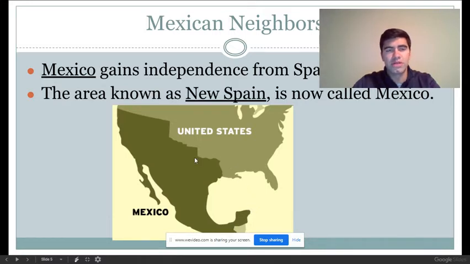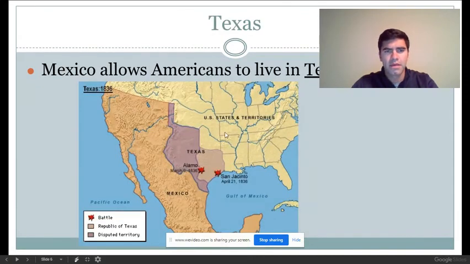So in 1821, the area known as New Spain now becomes its own independent country of Mexico. And you see, Mexico contains a lot of territories in the modern day United States during this time, including areas like Texas and California, and even where the modern day state of Oregon is. So much of this modern day southwestern United States was under the control of Mexico in 1821, upon the country of Mexico receiving its independence from Spain.